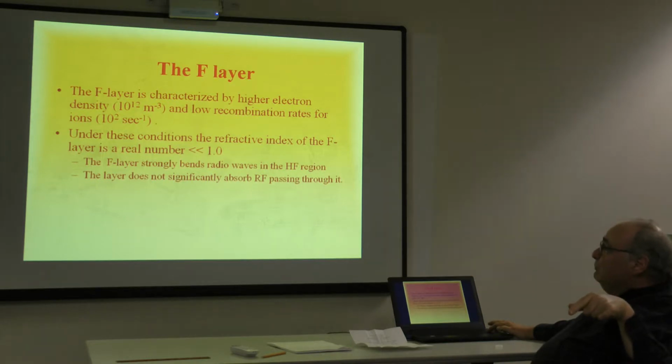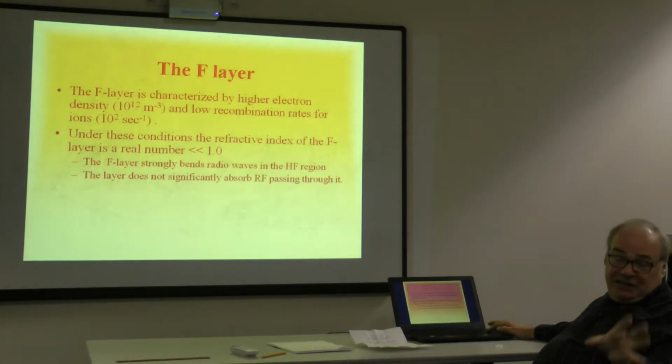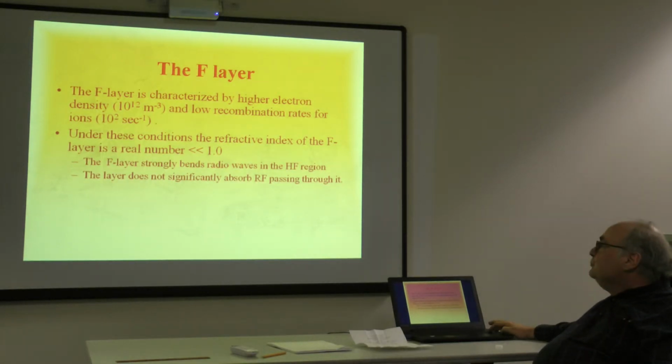Summary on the F layer then. By the last 2 points, the F layer strongly bends radio waves into the HF region, and the layer does not significantly absorb RF passing through it. It reflects it, it doesn't attenuate it. That's the way I would describe it.